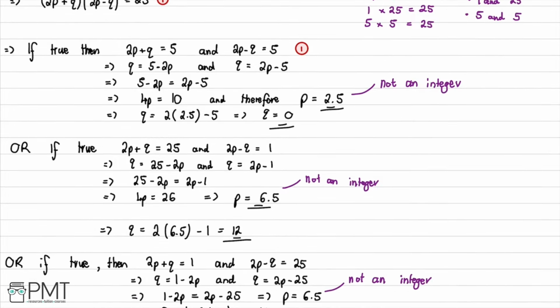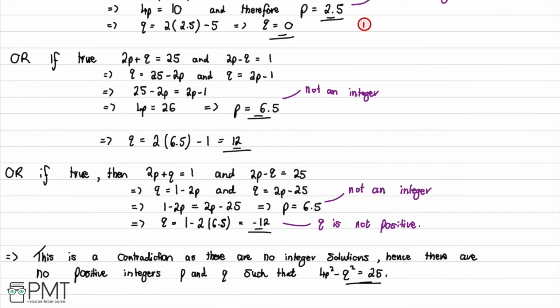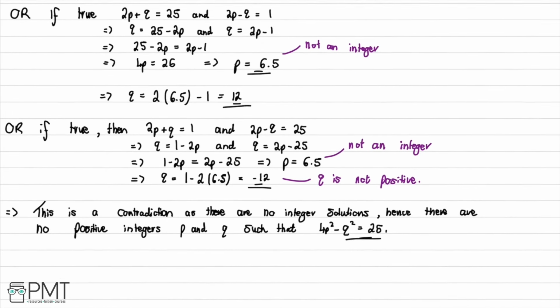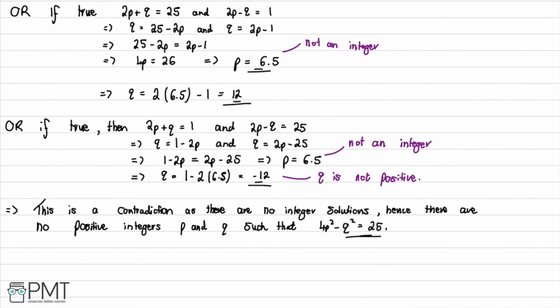We then receive our third mark for getting to the first point where we had solutions. So that was either when we had p equals 6.5 and q equals 12, or in our case, that was when we had here p equal to 2.5 and q equal to 0. We then receive our fourth and final mark for our concluding statement when we said that this is a contradiction as there are no integer solutions and hence there are no positive integers p and q such that 4p squared minus q squared is equal to 25. So we'll just put our fourth and final mark for this question in here. And therefore, we've completed this question.